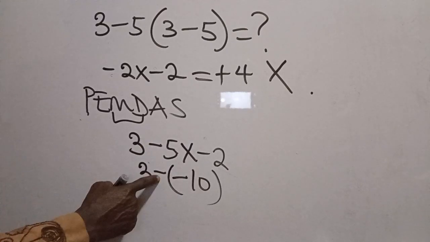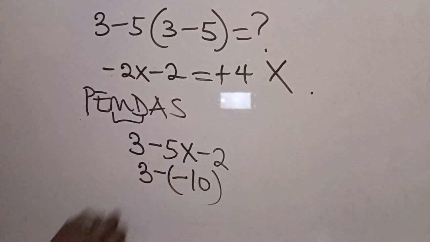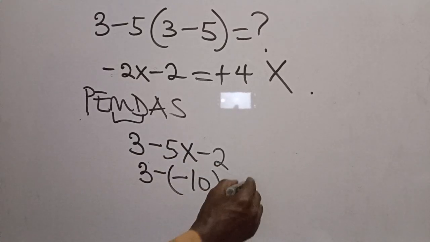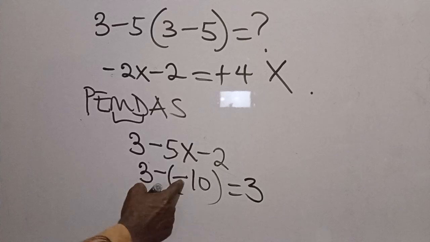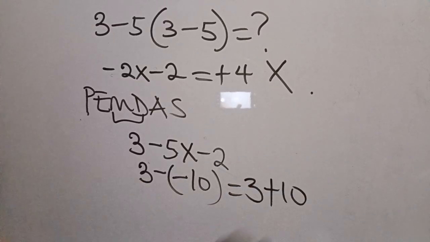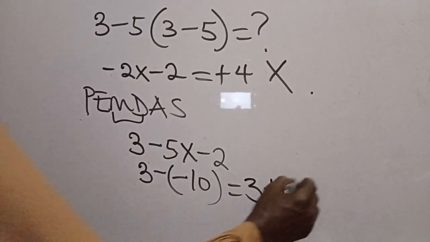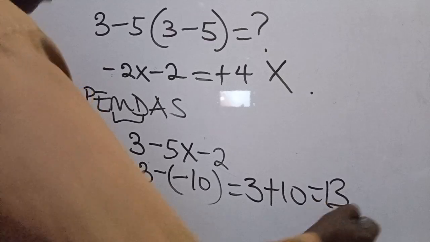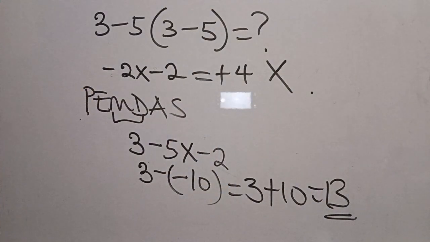This minus is this one, then 5 times this is minus 10. So 3 minus times minus is plus 10. So what is 3 plus 10? That is 13. So the answer to this is plus 13, not 4.